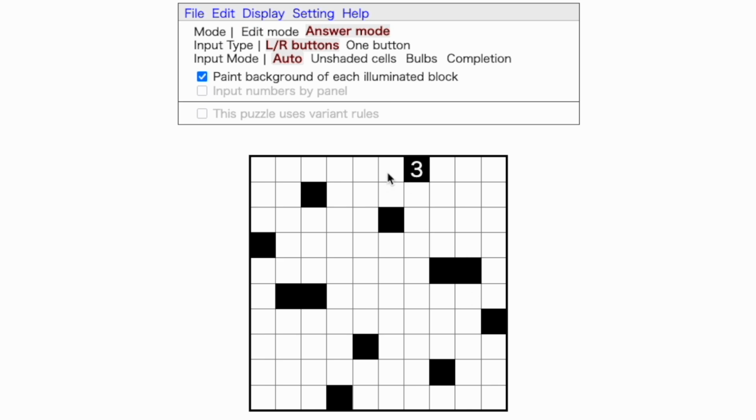And so we'll go into answer mode, and we will mark those 3. Now note that part of what that does is drastically constrain some of the other clues in terms of what the maximum number is that they can have.